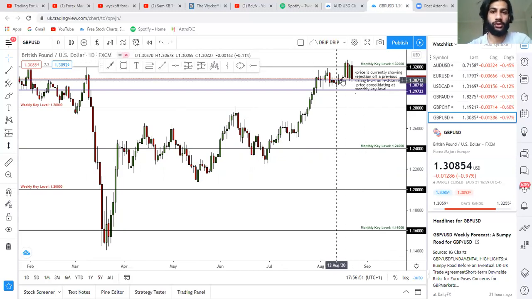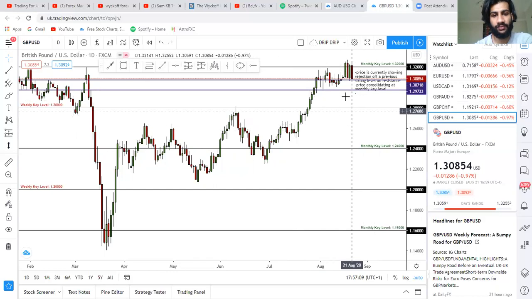Price does not know what it wants to do. So I'm anticipating it to come lower. I just want to see it break below this support level over here and then do what I see fit to do in the market. Most likely I'm going to short this.